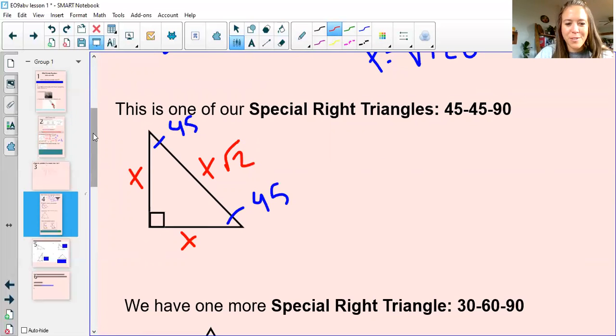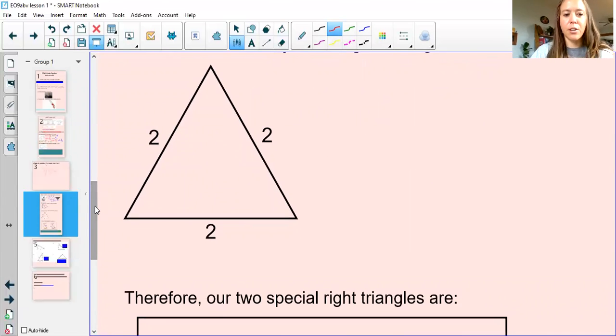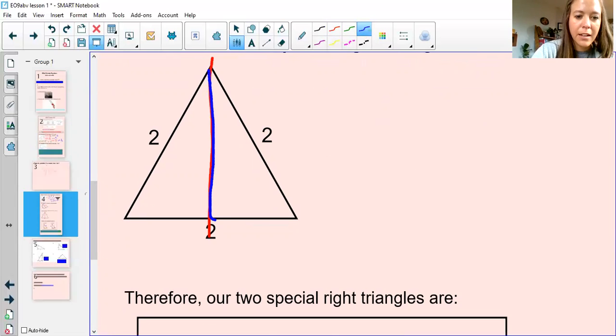But we have another special right triangle. We have a 30, 60, 90. So let's take an equilateral triangle here, meaning that all of the sides are congruent. And I'm going to split this in half. Now, if I look at the little triangle that I just made, I'm going to make this blue triangle. The bottom is 1 since I cut it in half, and the hypotenuse is 2.